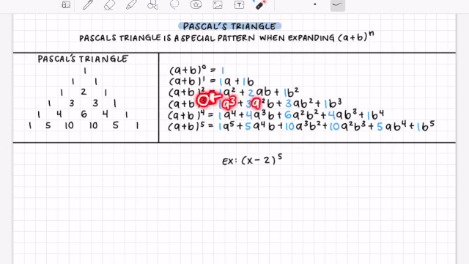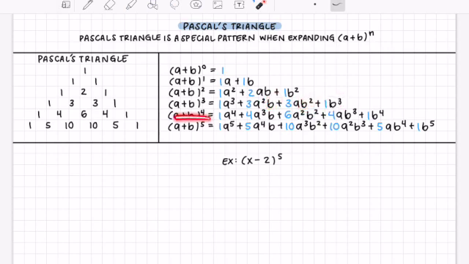Then we're going to just keep on decreasing it. A to the power of 2, then a, and then nothing for the last term. And then for b, we start off with nothing. Then we get b to the power of 1, then b to the power of 2, and then the last one is b to the power of 3.